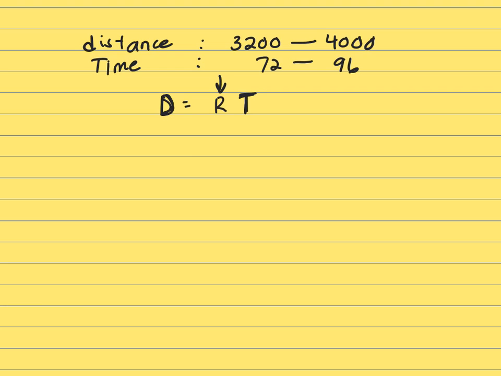So if I want to isolate R, that would be D over T equals R. But we want to find a minimum and a maximum. Now, if you have a fraction, D over T, how do you make that the minimum?